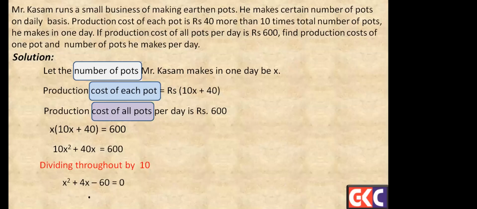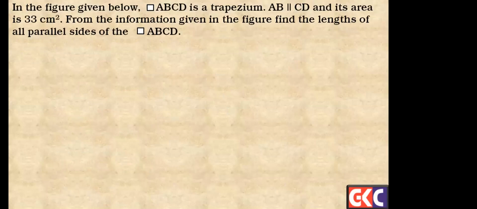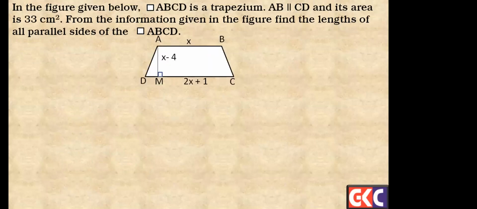Okay, so now with the next sum, where, yes, they are talking about a quadrilateral ABCD. Now here in the figure given below, quadrilateral ABCD is a trapezium. AB parallel to CD and its area is 33 centimeters square.